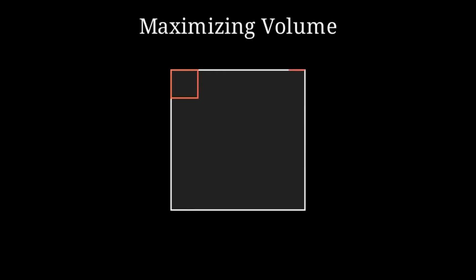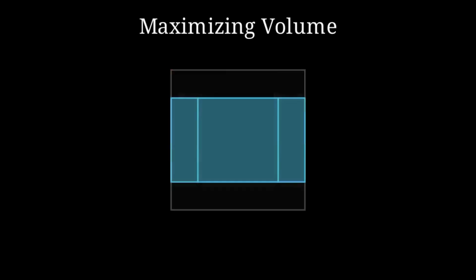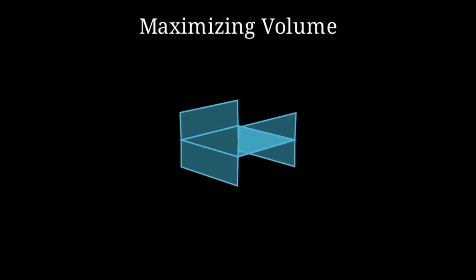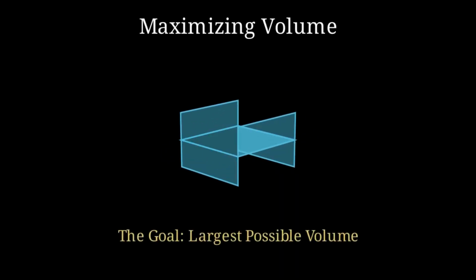Have you ever wondered how manufacturers decide the dimensions of their packaging? It isn't random. By using calculus, we can find the exact dimensions that maximize the space inside a container while using the same amount of material. This process is called optimization, and today we will master the steps to solve these problems from scratch.